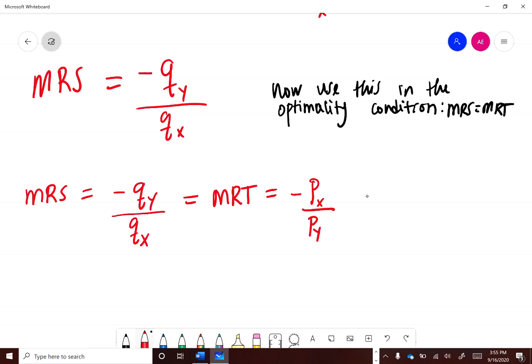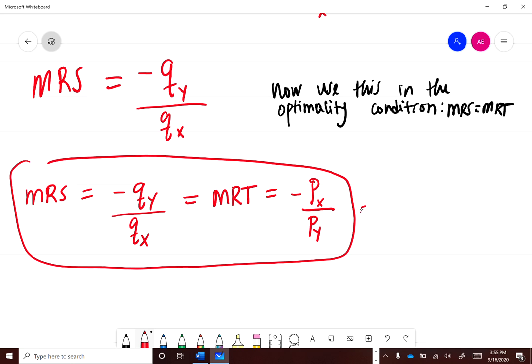Okay, so this condition here tells us that negative q of y over q of x. What is this? Good job, MRS is equal to negative p of x over p of y. Notice that they both have that negative sign, so it's crucial that we don't drop our signs or that we have checks as we go along the way. This is a good check here at this point. Right, so we have MRS equal to MRT.